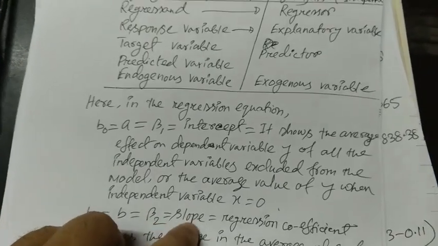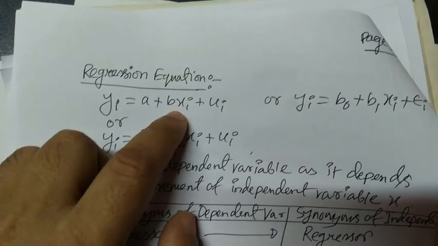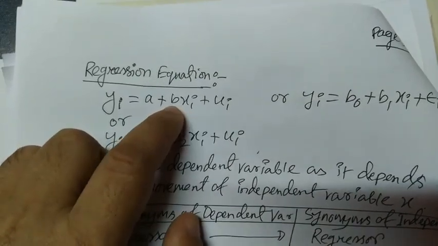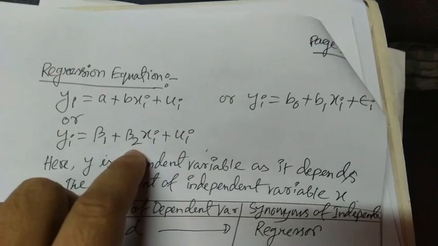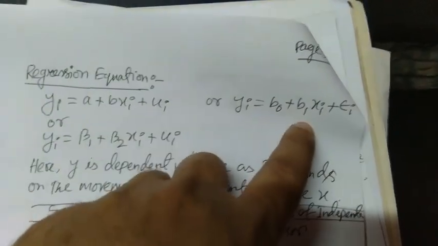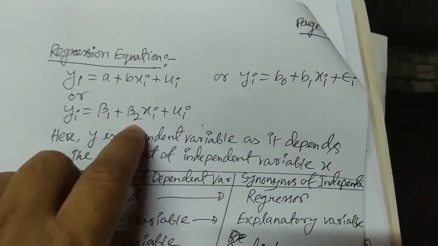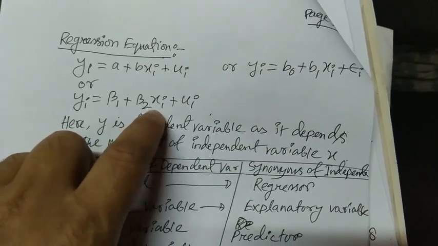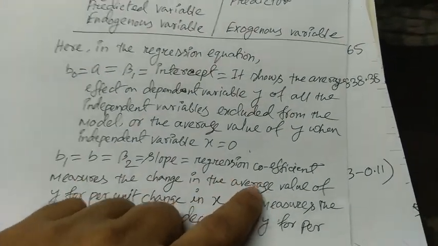b1, b or beta 2 is called the slope. That means the coefficient of the variable is b. Similarly here the coefficient of the variable is b1, or the coefficient of the variable is beta 2. These are all the same. Some people write it like b, some like b1, some like beta 2. Whatever way you write, these are the slope. If you get something with the variable, this is called the slope or regression coefficient.